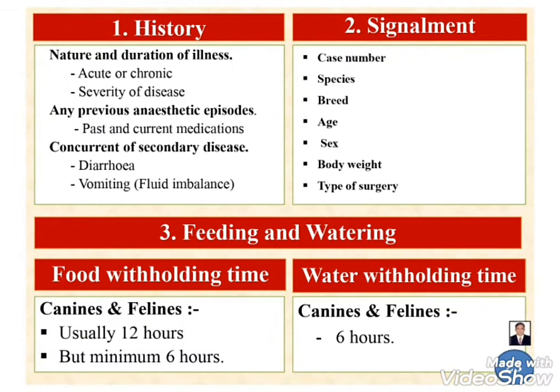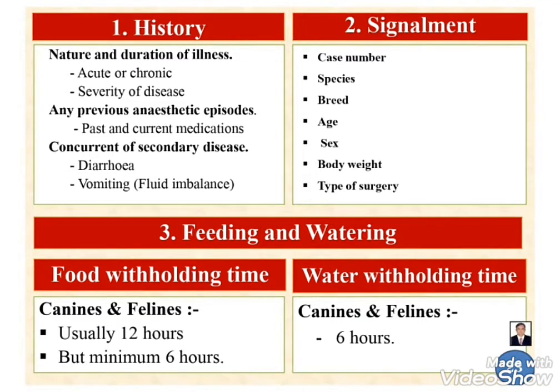The first evaluation is the history. The duration and nature of the illness determine which type of anesthetic is required, and the duration of the anesthetic requirement.